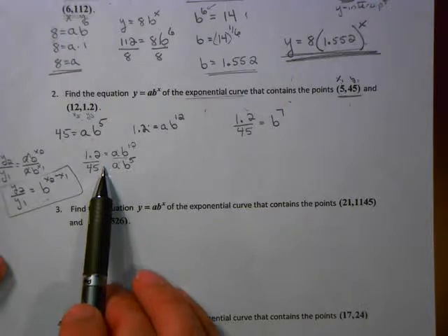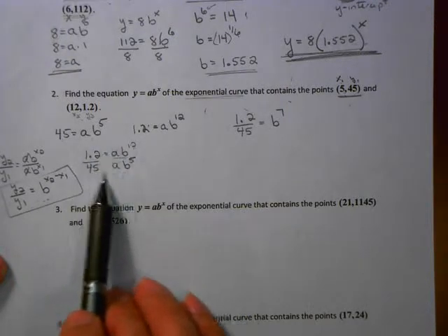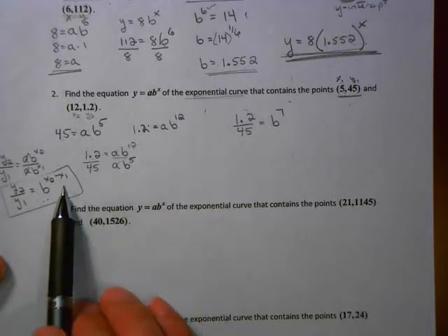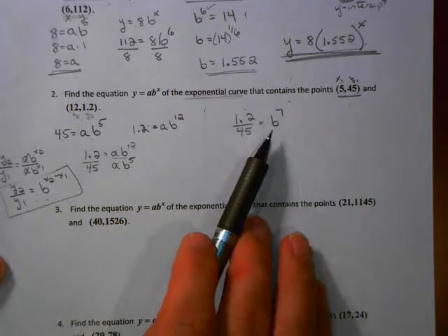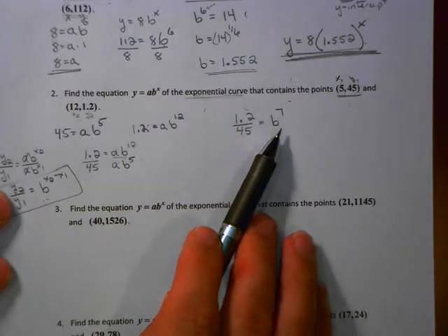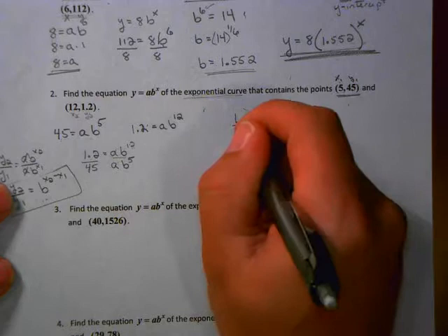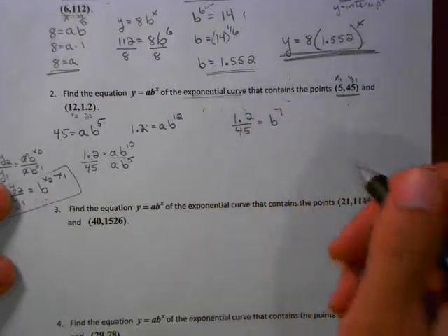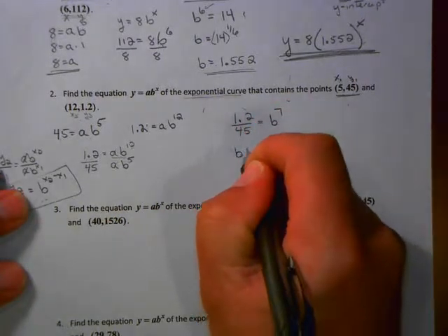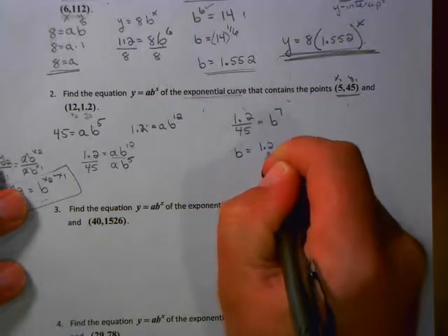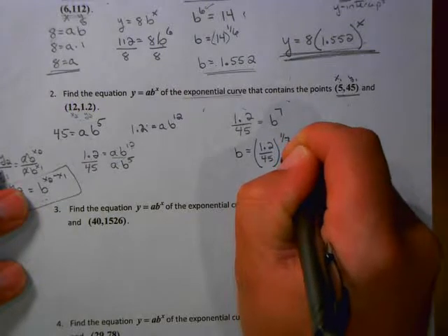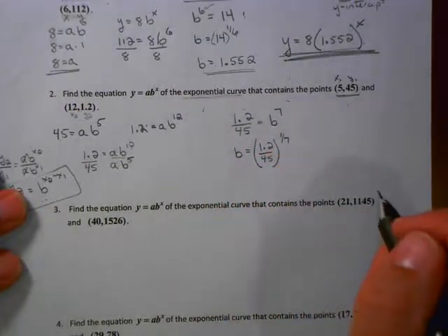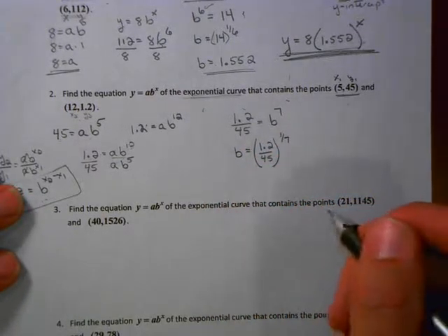But look back in those notes and you can see, pick which method you prefer. If you want to continue doing it this way, or if you want to use that shortcut, you can. So we're going to get back to solving this problem now. So we have b to the 7th equals 1.2 divided by 45. So b is going to equal 1.2 divided by 45 raised to the 1/7. And again, that's the 7th root if you prefer using the roots in this.